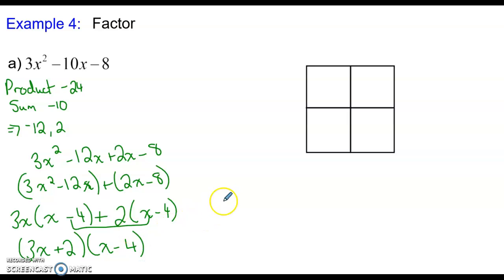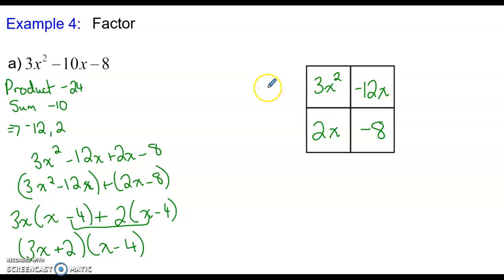I can do the same thing using the rectangle method. I put my first term in the first block, my last term in the bottom block, and in these two diagonal blocks here, I'm going to put in the same numbers that I used over here that gave me a product of negative 24 and a sum of negative 10. So I'm going to put negative 12x and positive 2x.